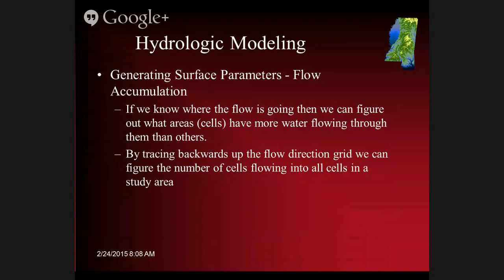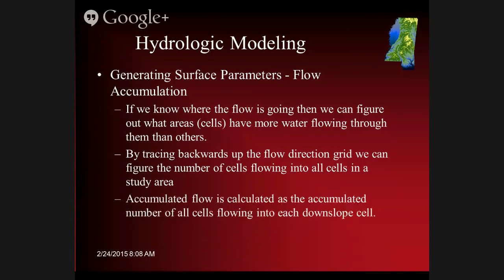So we can trace backward up the flow direction grid. We can find the number of cells that flow into a particular study area. So it's the accumulated flow, the number of cells that are flowing into each downslope cell. So that's the key thing here.